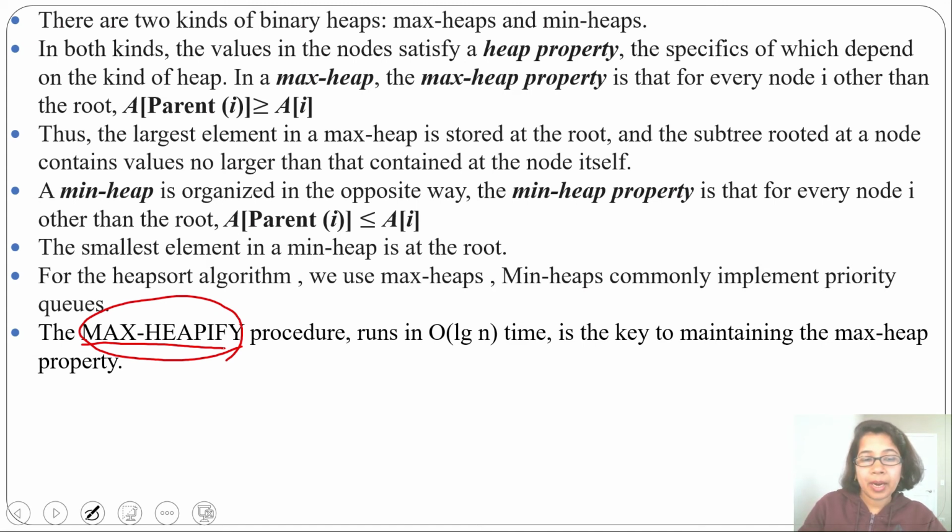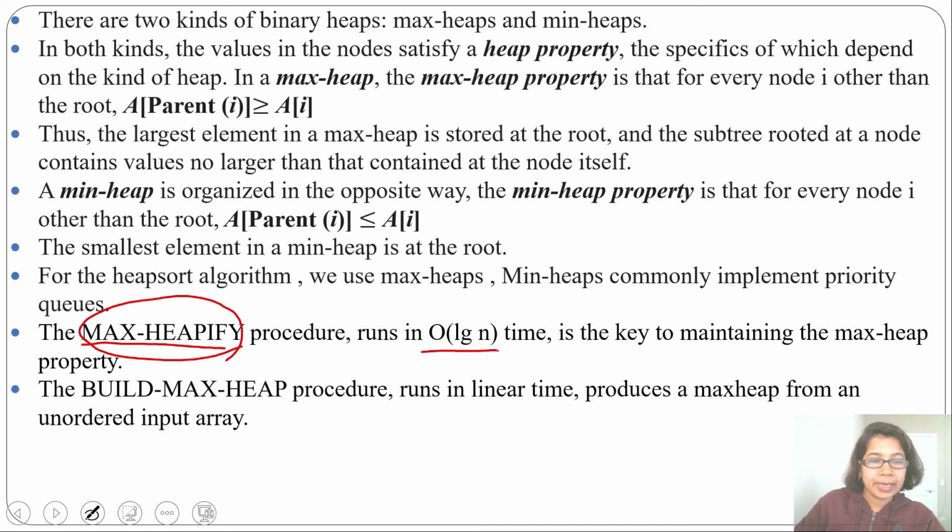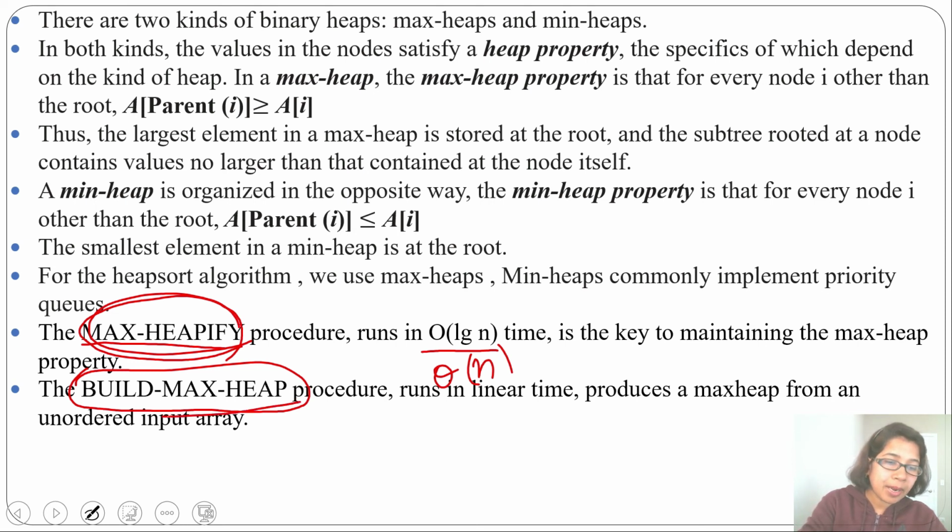So this algorithm is important for maintaining the max heap property. It will heapify. It will move the maximum element toward the top. So here the running time is order of log n. Next is the build max heap procedure. The build max heap procedure runs in linear time, that is order of n. It produces a max heap from an unordered input array. Max heapify maintains the max heap property, while build max heap creates a max heap, or we can say creates a heap. It runs in order of n, while max heapify runs in order of log n.